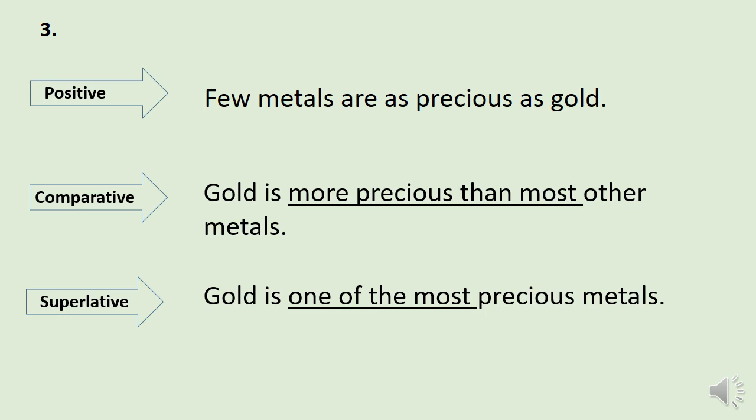So, the positive form is few metals are as precious as gold. In comparative form, gold is more precious than most other metals. In superlative form, gold is one of the most precious metals. And thus, we can change the sentences with few or very few into comparative and superlative forms.